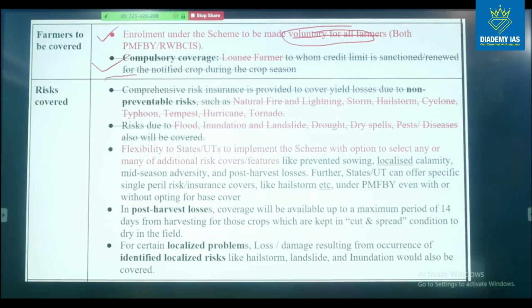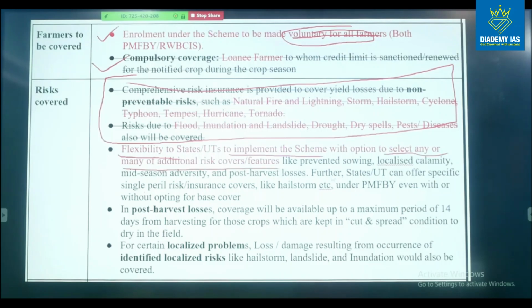Earlier all the risks were covered. You can see all the risks were covered. Comprehensive risk insurance is provided to cover yield losses due to non-preventable risk. Now the states have the flexibility to implement the scheme to select any or many of the additional risk cover features. That means it is up to the state which risk it wants to cover depending upon localized calamity, mid-season adversity, post-harvest losses. Further, a state or UT can offer specific single peril risk insurance covers like hailstorm etc. under the Pradhan Mantri Fasal Bima Yojana, even with or without opting for the base cover, right?